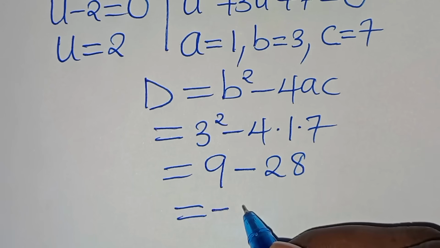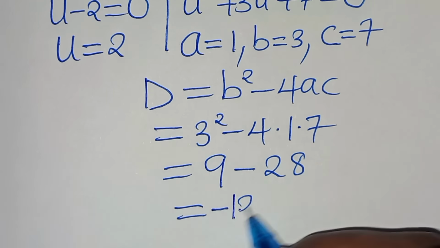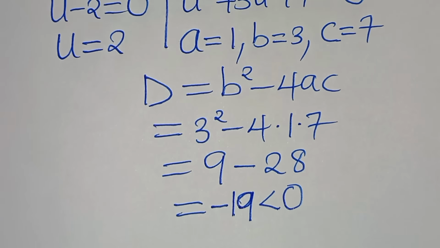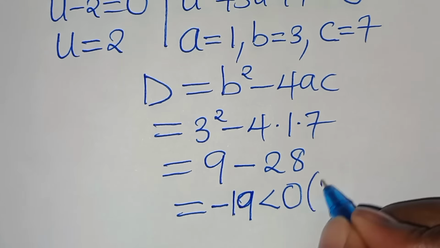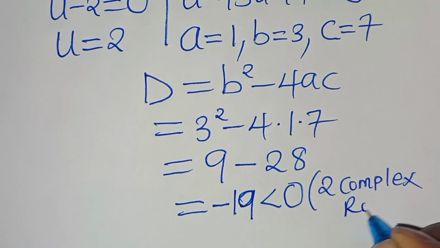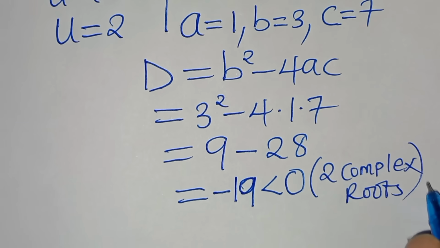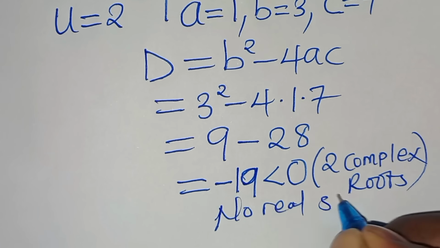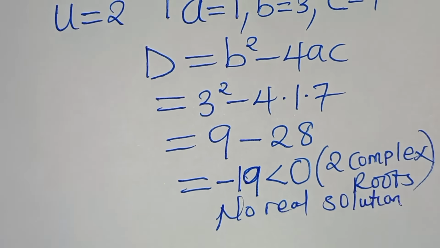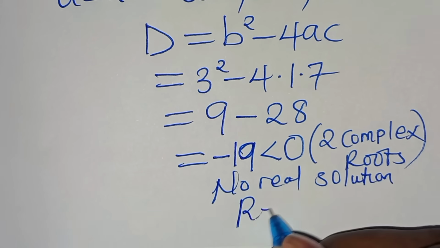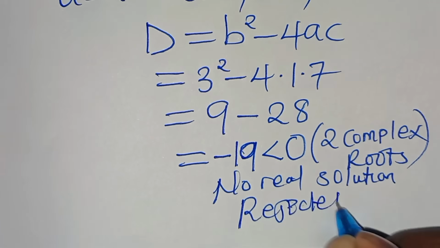This is minus 19, which is less than 0. And this implies that we have two complex roots. And that implies there is no real solution from this quadratic equation part. So this means that the quadratic equation is rejected.